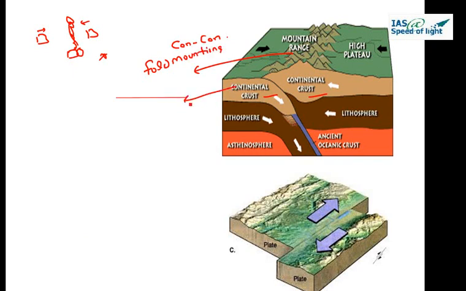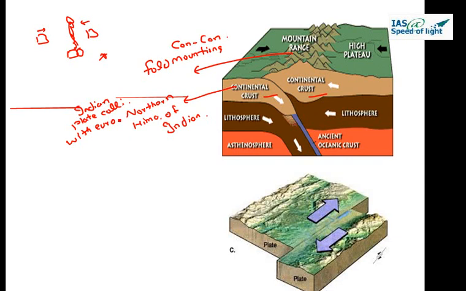A perfect example which we can give is the northern Himalayas of India, where the Indian plate is colliding with the Eurasian plate. So this is very important for Indian history, to understand that two continental crusts are colliding and they led to the formation of big mountain ranges which we call fold mountains.